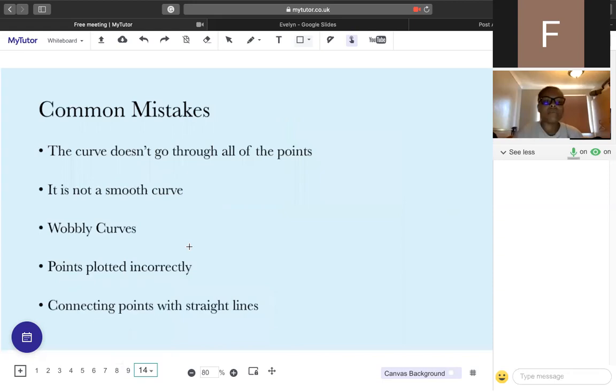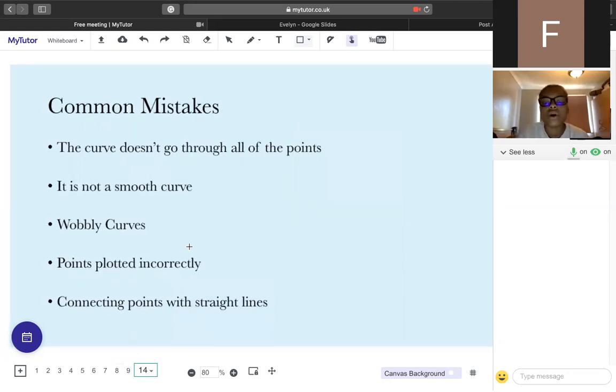Now, last time on Monday, we went through a couple of the common mistakes that people make during their exam. One thing is the curve doesn't go through all of the points. You have to make sure that your curve goes through all of your points and that your curve is very smooth. Even though everyone finds it quite difficult to draw a very, very smooth curve, they're not expecting you to draw a perfect curve. They just want to make sure that you're not using a ruler. So do not ever use a ruler when sketching curves.